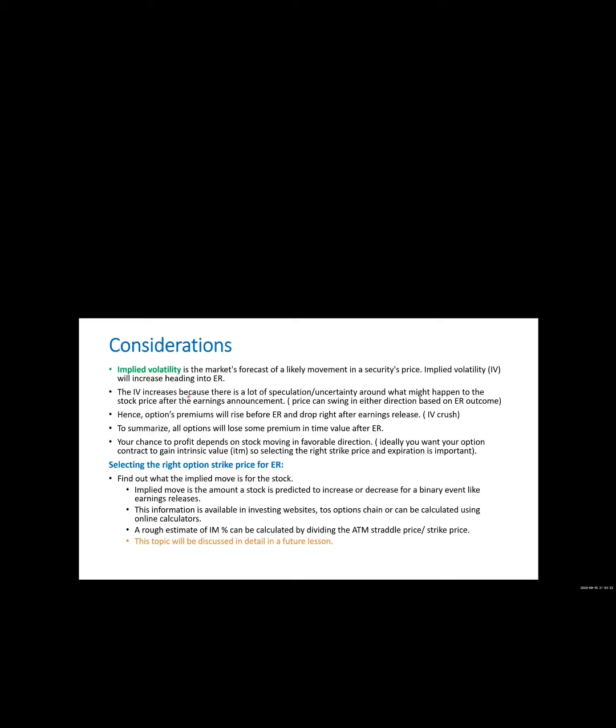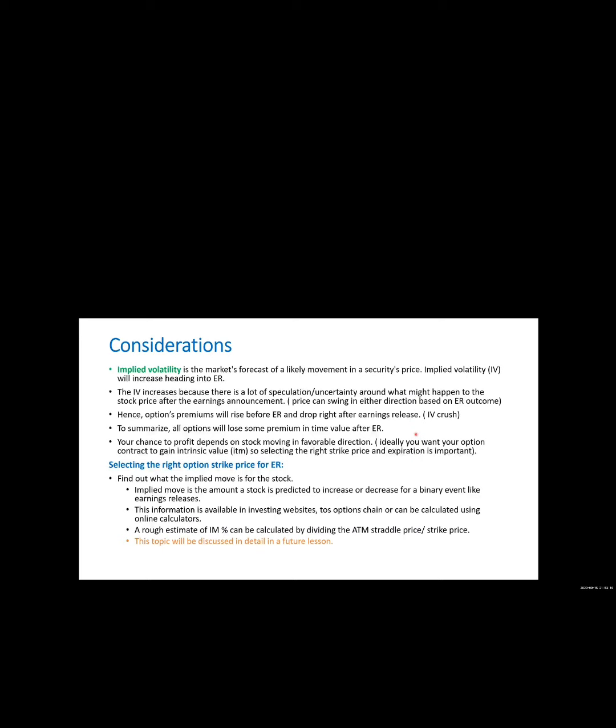The IV increases because there's a lot of speculation and uncertainty around what might happen to the stock price after the earnings announcement. Price can swing in either direction based on the earnings outcome. Hence, option premiums will rise before the earnings result and drop right after the earnings release. This is IV crush. After the earnings results are announced, the stock price is going to move in either direction, but the market's no longer pricing in a bigger move for the stock. So the IV drops right after the earnings result, regardless of the direction of the move.